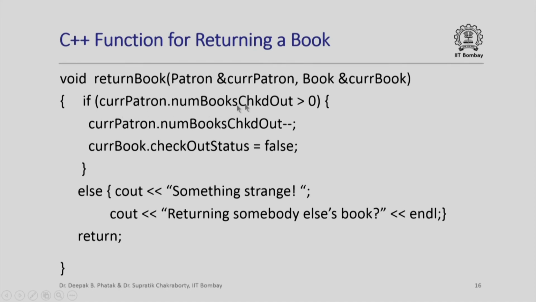Otherwise, if the number of books checked out for current patron is already 0, and if she is trying to return one more book, then something fishy is happening. So we will just print out this message saying that, are you trying to return somebody else's book?